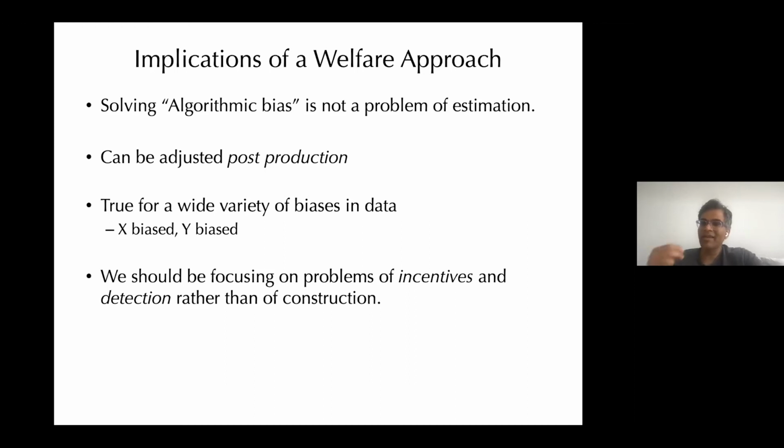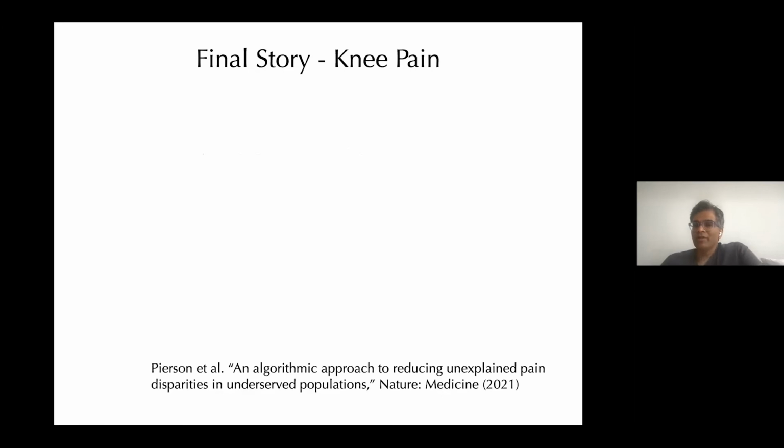The problem is, how do we detect that an algorithm that's being deployed in the world actually is being formed correctly? How do we ensure the incentives of algorithm designers are properly aligned? The construction issues, I think, are relatively straightforward and secondary, but this is why I started my talk by saying there's a lot of work for economists to do. So let me go to my final story.